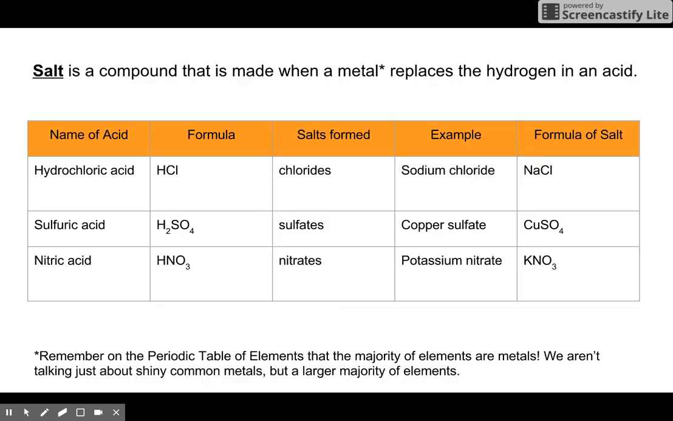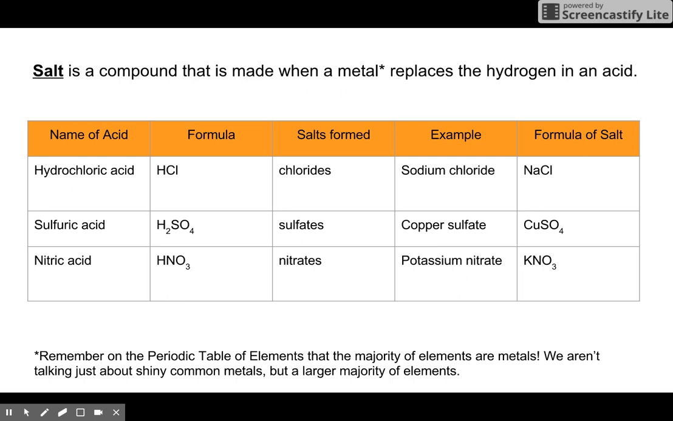So salt is a compound that is made when a metal replaces the hydrogen in an acid. Every day, the chemical industry makes hundreds of thousands of tons of different salts. Many methods for making salts start with acids. All acids contain hydrogen. The table below gives the formula of 3 common acids that you would find in the laboratory. The table also shows some examples of the salts that can be formed from these acids.